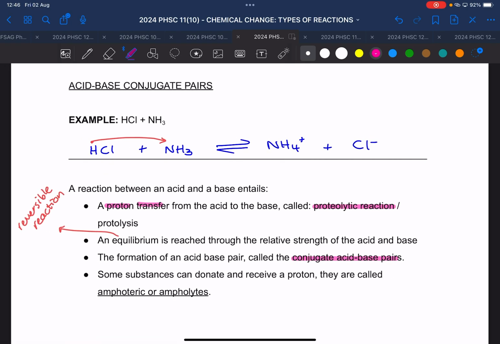So what you do is you pair up the things that look similar. Does this one look like this one? No. Does this look like this one? No. Does this look like this? Yes. So you pair them up. These two will form an acid-base pair. And they look similar. Not the same, similar.